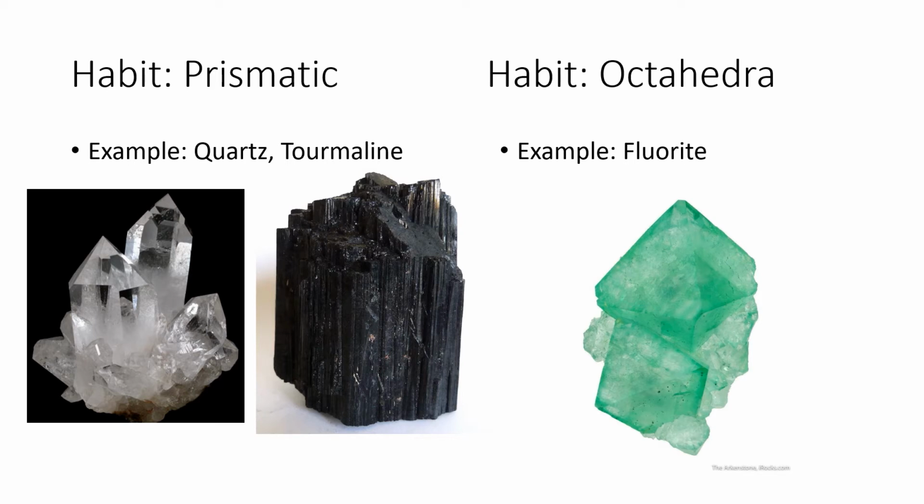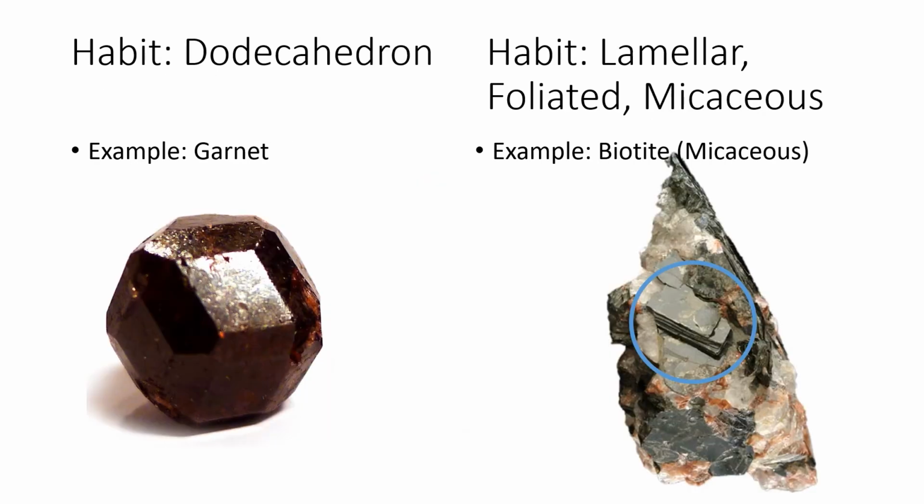These, again, are perfect. You're not always going to see fluorite like that. A lot of times you're going to see fluorite in giant chunks that don't have this. Another habit is dodecahedron, where we're going to see garnet. And then we have the lamellar foliated or micaceous. So garnet will generally have 20 sides. There are other versions of dodecahedrons, but we're going to talk about this from a general aspect. So for those of you who are familiar with dice, look up a d20, and that's what it looks like.